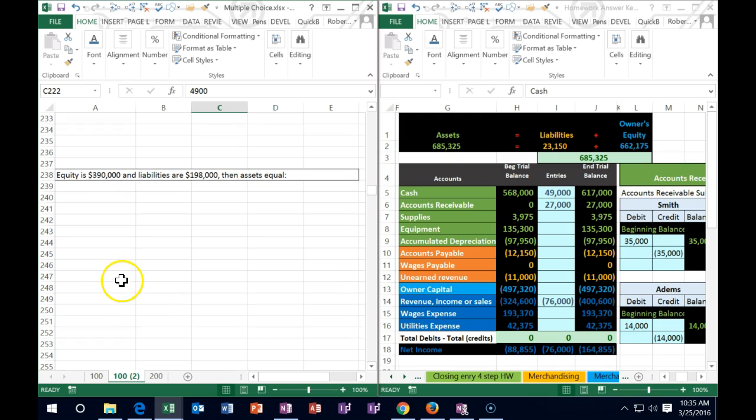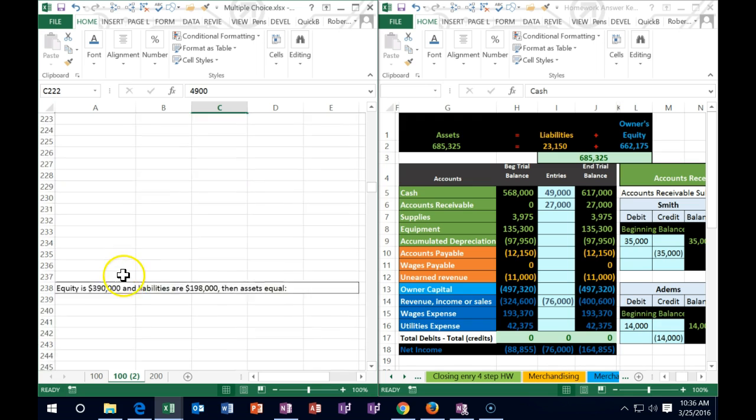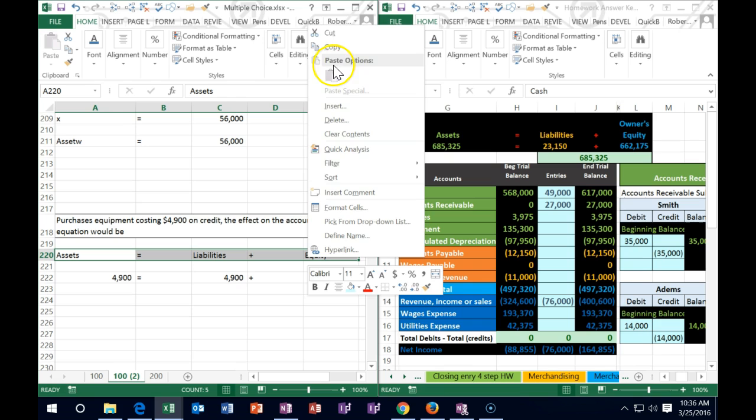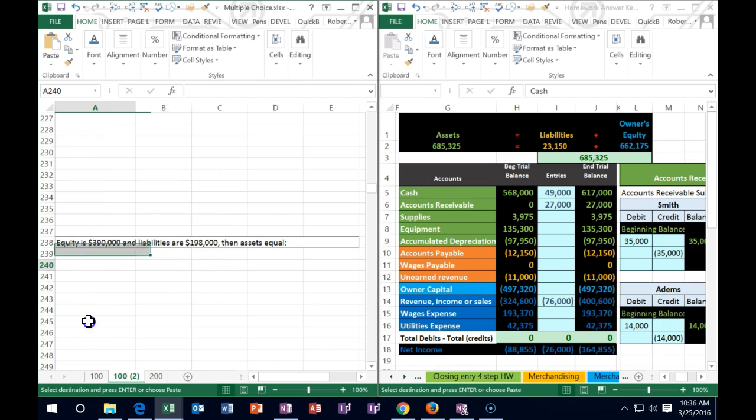So now we'll take a look at another one with an accounting equation. Equity is $390,000 and liabilities are $198,000. Then assets equal what? So once again, we got two of the three. So I'm going to take our accounting equation here. We're just going to copy that and bring that down here.